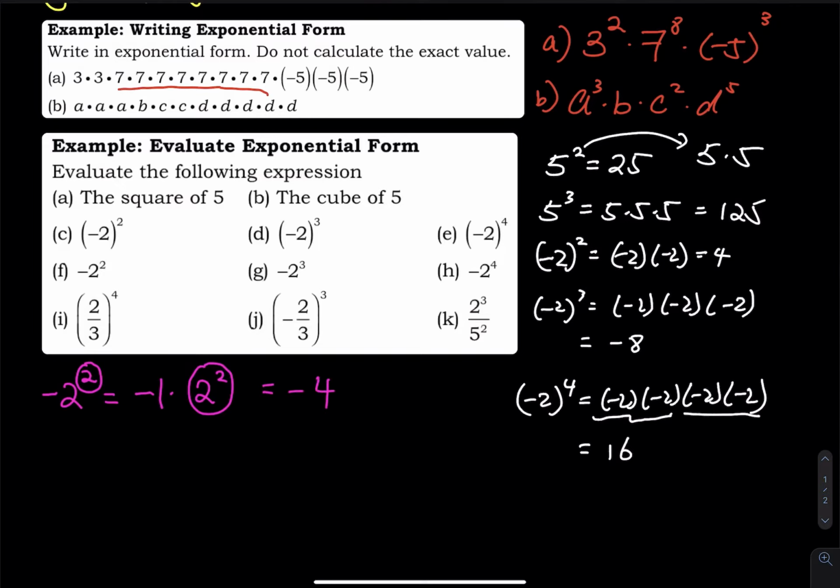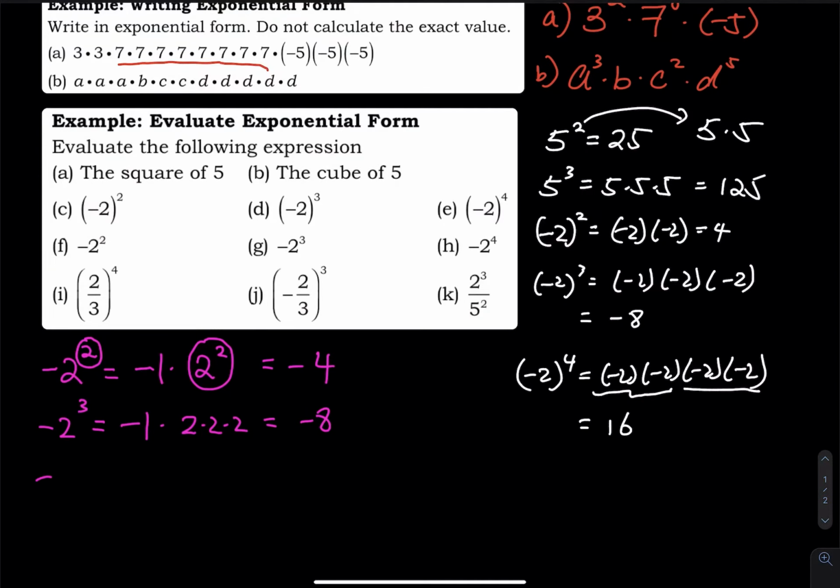All right. So although it looks like you multiply two negatives, without the parenthesis the negative sign has nothing to do with the exponent. And then -2 raised to the third, so the -1 stands by itself, and then 2 times 2 times 2. So we have 2 times 2 is 4, 4 times 2 is 8, then we have -8.